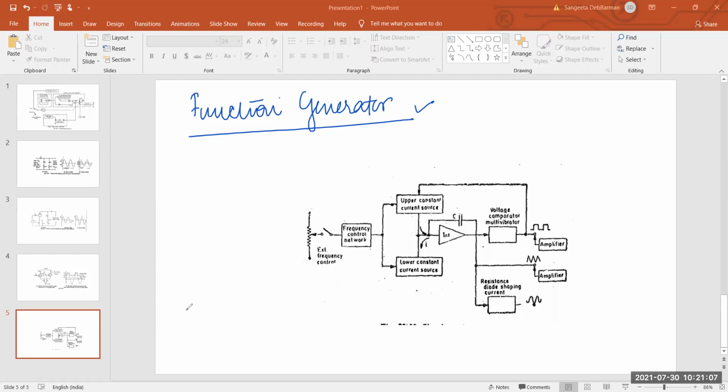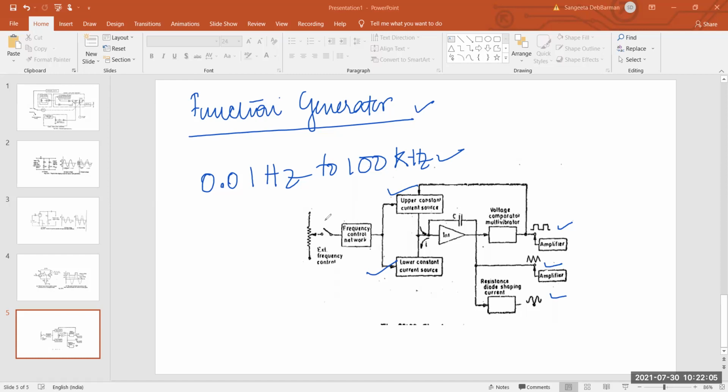The figure which I have shown here shows the typical picture of a function generator. This instrument delivers sine, triangular, and square wave shapes, with a typical frequency range from 0.01 hertz to 100 kilohertz. The signal generator is provided with a frequency control network, and the frequency control voltage regulates two current sources: an upper constant current source and a lower constant current source. Three types of amplifier are connected at the output. One is giving square wave, one is giving triangular, one is giving sine wave.